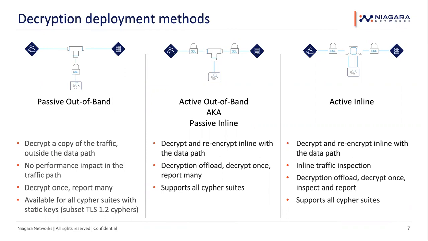Because we use a packet broker, that packet broker can send the traffic to multiple appliances, or have a service chain where traffic goes from one inspection appliance to another, and only when it leaves the final appliance is the traffic actually sent to the server or returned from the server to the client. So that's the difference between passive out-of-band, passive inline, and active inline.